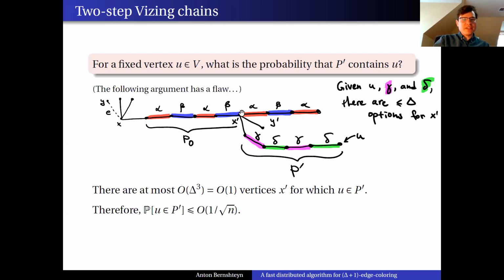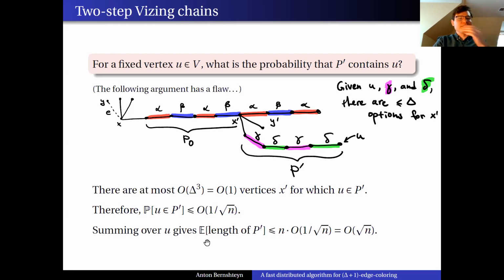But remember, how do we pick x prime? We pick it uniformly at random among the first square root n vertices in the path. So any individual vertex happens to be x prime with probability 1 over root n at most. And there are constantly many vertices x prime which would put you in this path p prime. So the probability that u is in p prime is still some constant times 1 over root n at most. And of course, this is exactly what we want, because now the expected length of the path is at most the sum over all the vertices of these probabilities, which is at most n times 1 over root n, which gives us big O of root n, which is what we wanted. So this is lovely. This is a wonderful argument, except that it doesn't quite work.